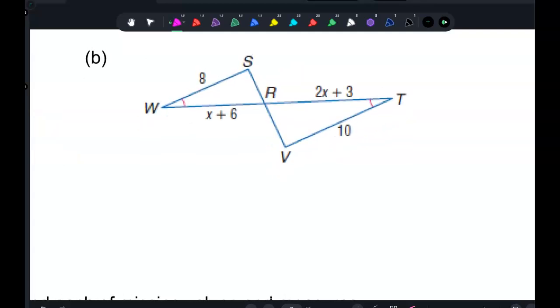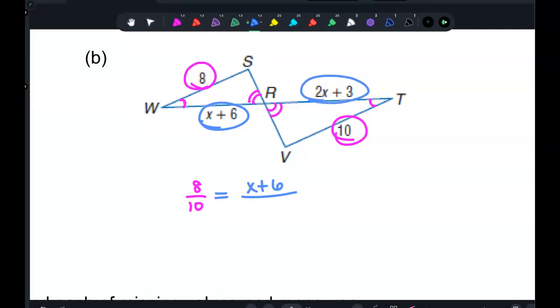Over here, we're going to do the same thing. Notice these angles are already labeled as congruent, and these are vertical angles. So we know these are similar by angle-angle similarity. So I have 8 compares to 10, the same as x plus 6 compares to 2x plus 3. So we're going to cross multiply.